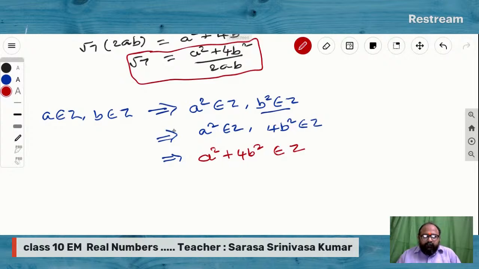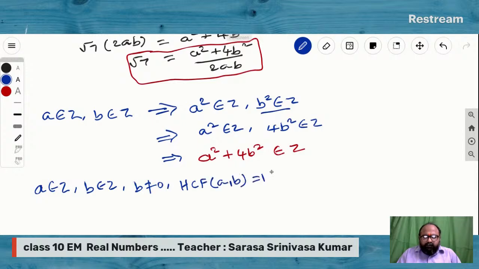We got this. Now we have a is an integer, b is an integer, b not equal to 0, and highest common factor of a, b equal to 1. So all this implies that a is not equal to 0. When the highest common factor of two integers is 1, then a cannot be equal to 0.